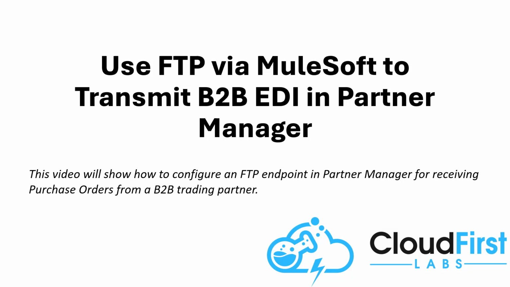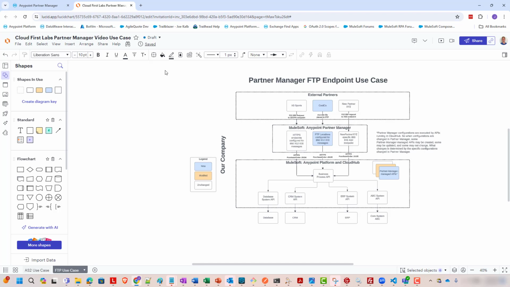This video will show how to use FTP on MuleSoft's Anypoint Partner Manager for B2B EDI transactions. To demonstrate this, we are going to execute the following use case. We're going to set up a new trading partner, CoolCo, to use FTP to place an X12-850 file, a purchase order EDI file, in an FTP location, and we are going to configure our partner manager flow to pick that up and convert it from the X12 format into JSON format and deliver that to our process API.